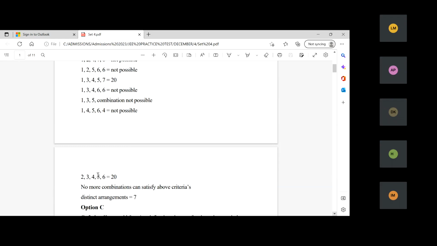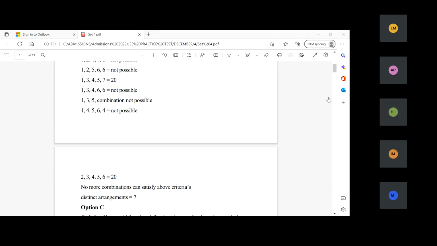Now after this, changing the numbers is 2, 3, 4, and 5. So with 5, it's 6, it's 20. No more combinations would be possible, because we need to satisfy two criteria, two conditions for the arrangement. So the above two will not be satisfied with any other numbers. So we have totally received the distinct arrangements as 7, or the total number of arrangements is 7.